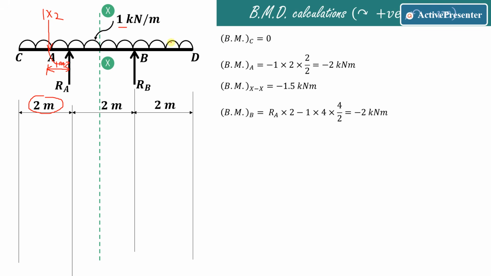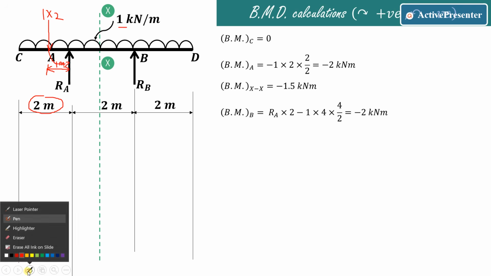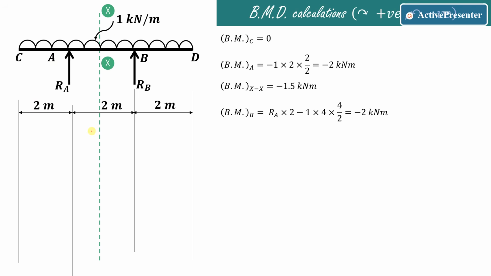Then bending moment at point B. How to find out that particular bending moment, that we'll see. So up to point B from C the length is 2 plus 2, that is 4. The u.d.l will be acting 1 into 4, total length is 1 into 4, and it will be acting at the center of this 4 meter, that is 2 meters. So it will be coinciding with this.